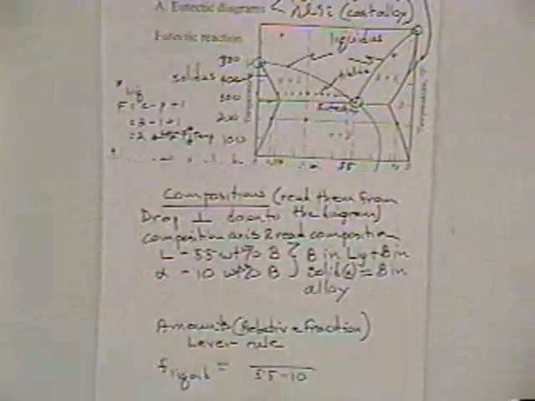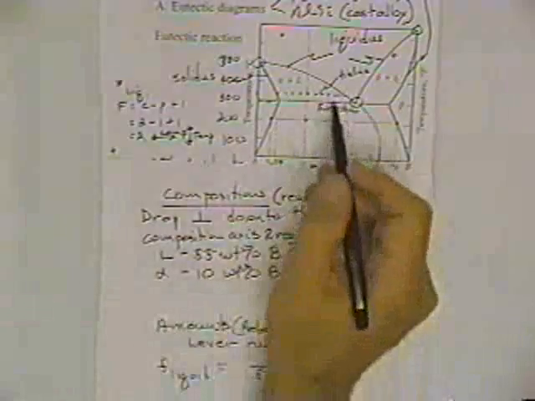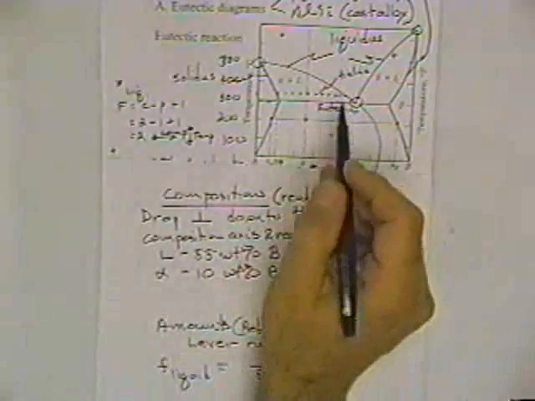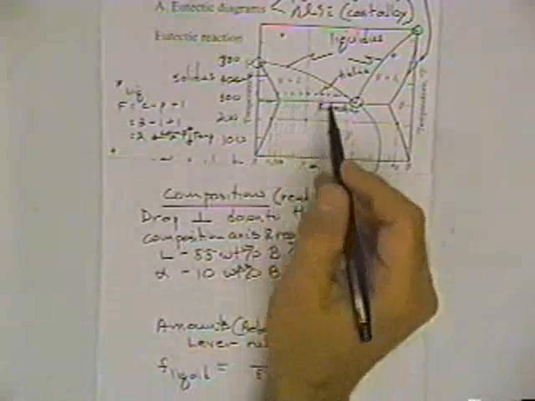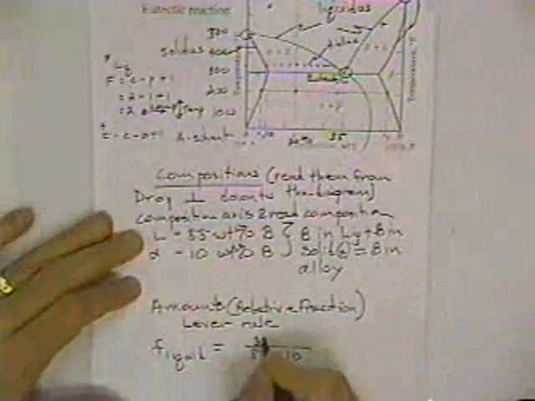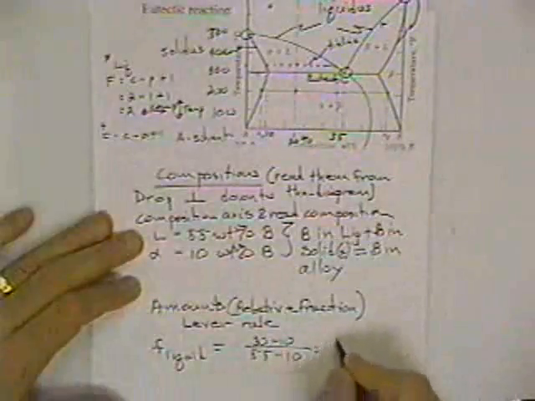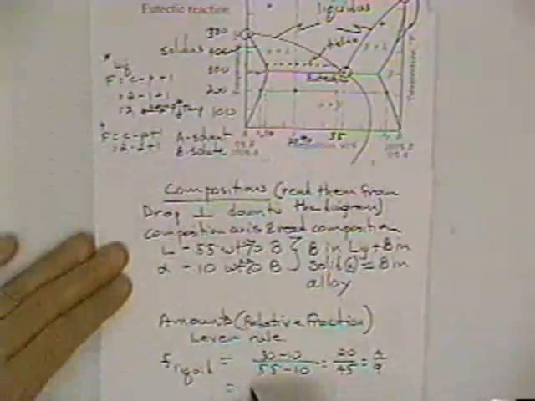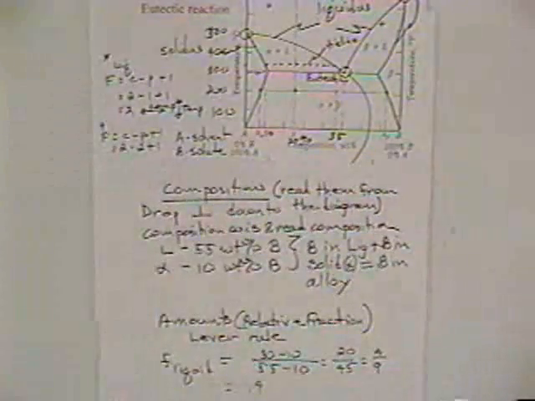Then you're going to take one side of the tie line for the liquid and one side for the solid. How do you decide which side? Well, it's sometimes called the inverse lever rule. You take the opposite side. So we decided this was 30, so it's going to be 30 minus 10, and that will be 20 over 45, or 4 over 9. So the fraction's going to be about 0.4 something.